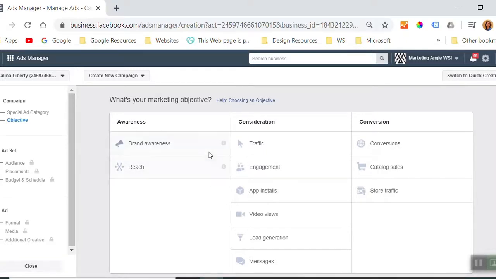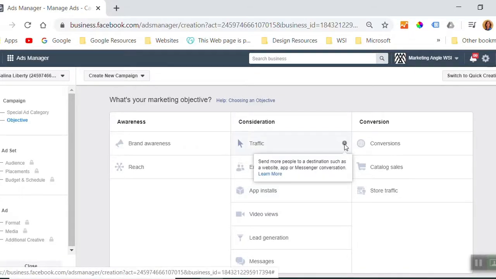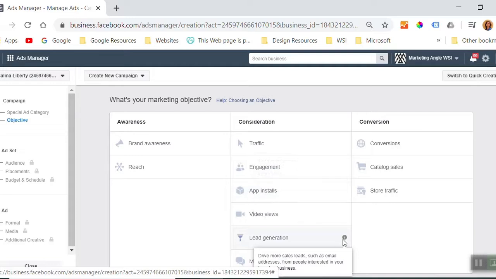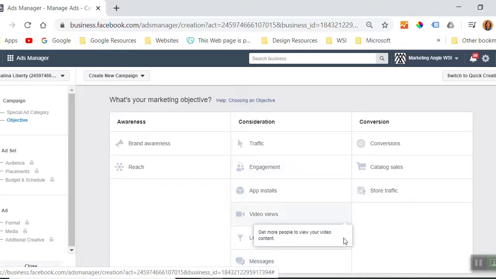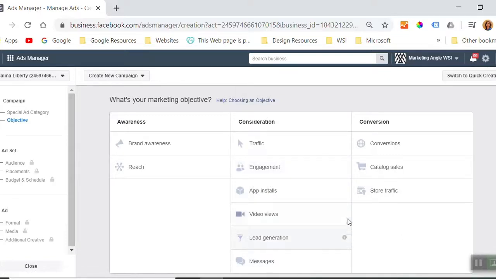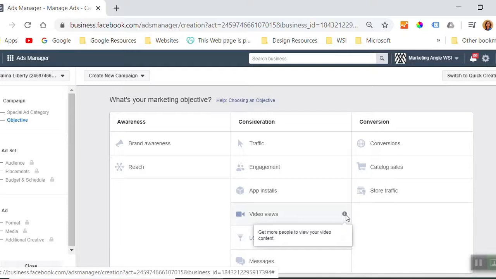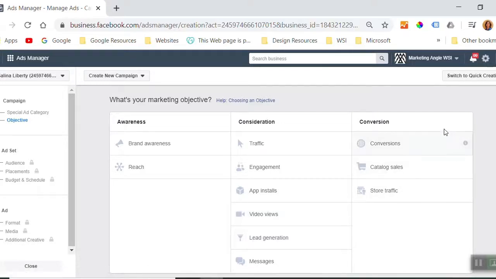And then as people become aware of your product, then you might run a next level ad to them, and that would be to get traffic, and in this case, it's traffic to the website. Or maybe I'm trying to get engagement. Maybe I want to promote likes, or maybe I'm promoting a sale at my store. Okay, or I'm trying to get them to fill out a lead, or I'm trying to get them to do viewing some videos.